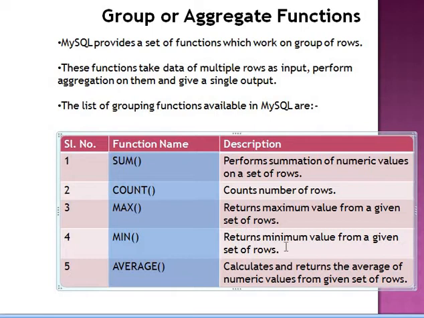Now the next grouping function is min. Its purpose is to return the minimum value, or you can say the smallest value, from a given set of rows. And the last grouping function is average. Its function is to calculate and return the average of numeric values from a set of rows. Now I shall explain each of them one by one with the help of an example in the next slide.